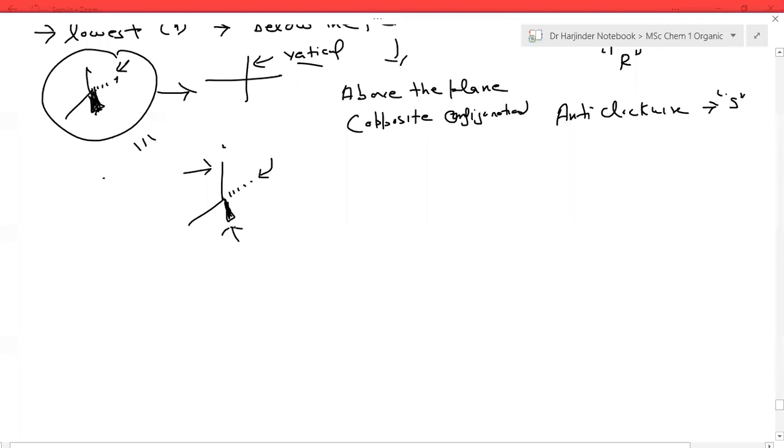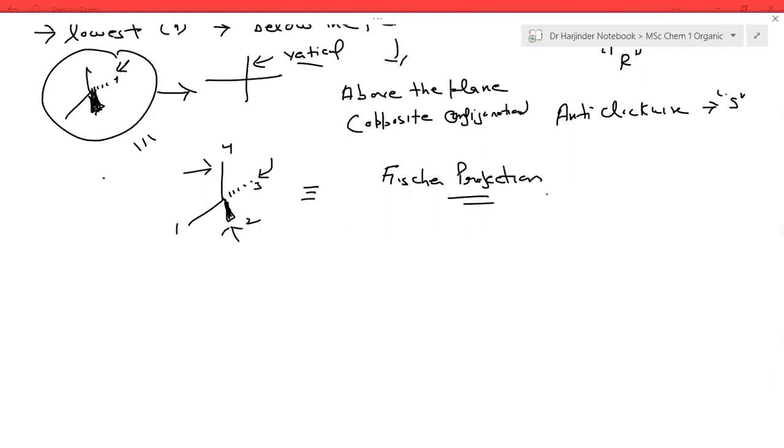Suppose the 4 group is over here and suppose this is 1, 2 and 3. In that case, the only thing you can do is convert this into a Fischer projection. Now in a Fischer projection, you know that if a group comes on the horizontal line it is above, and if it comes on the vertical line it is below. So how will you convert into a Fischer projection?